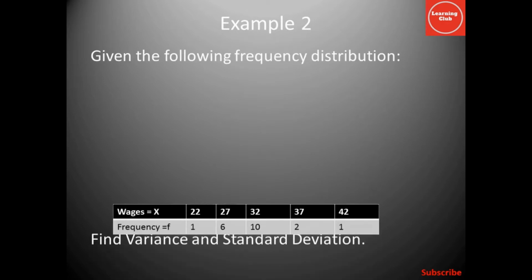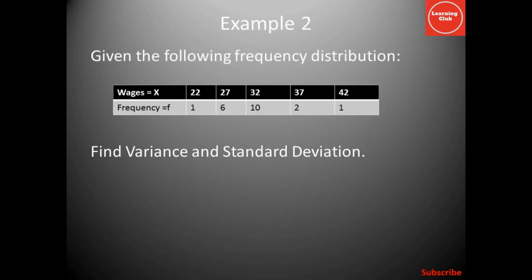Consider the next example. This will probably be of frequency distribution data or group data, or whatever you want to say. Given the following frequency distribution, you can see that in our first row we have x values, and in our second row we have frequency, and the required answer is to find the variance and the standard deviation.